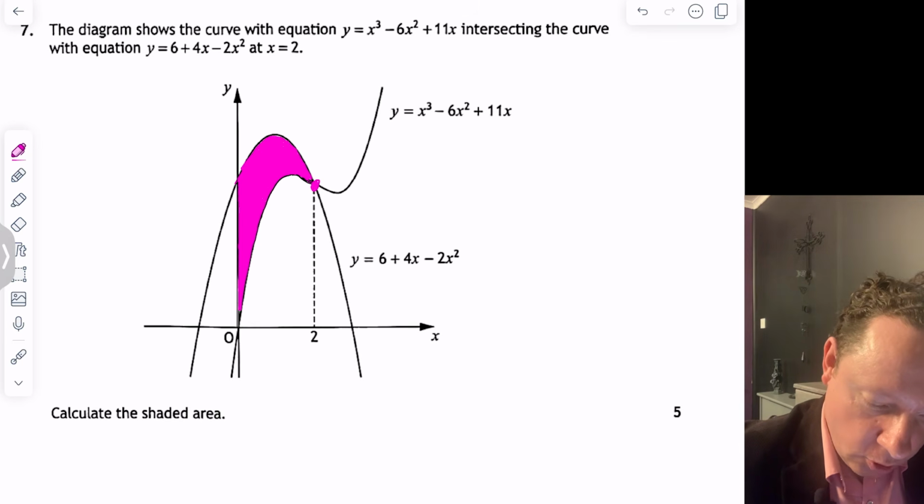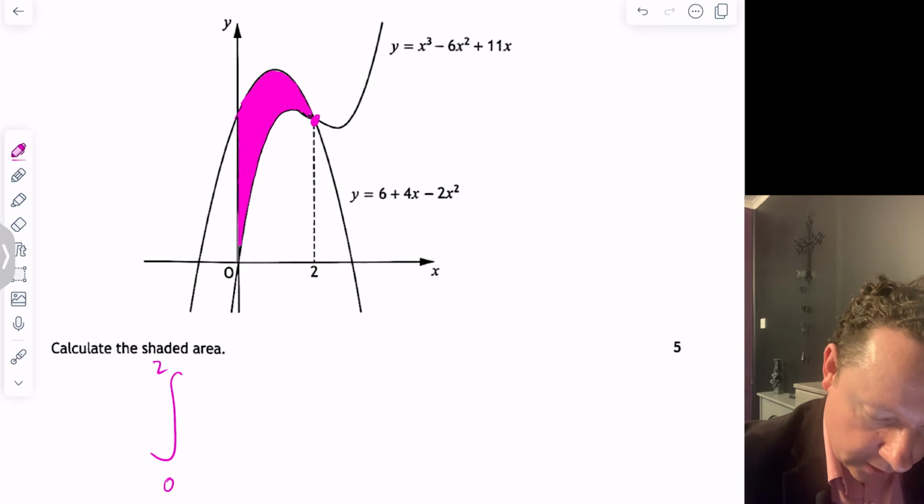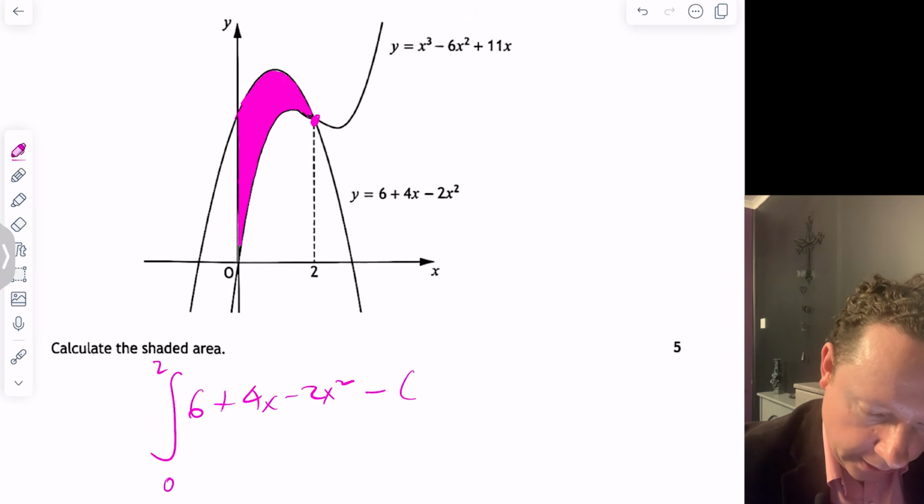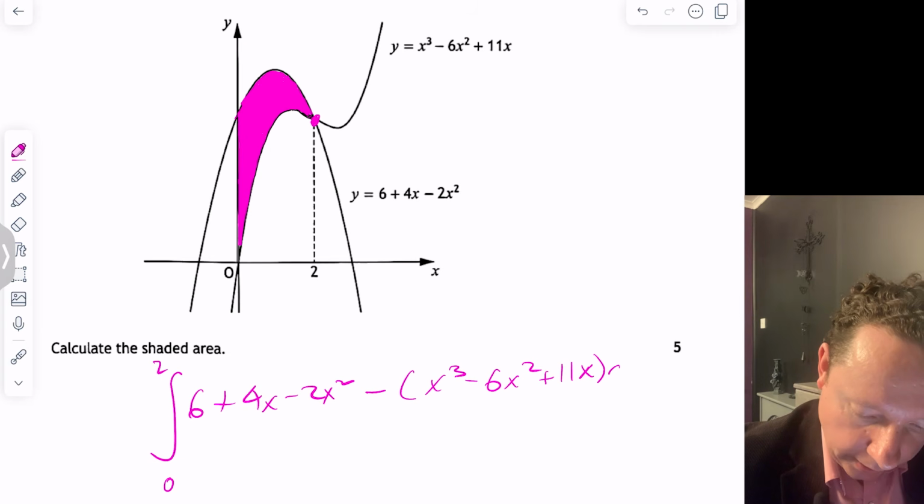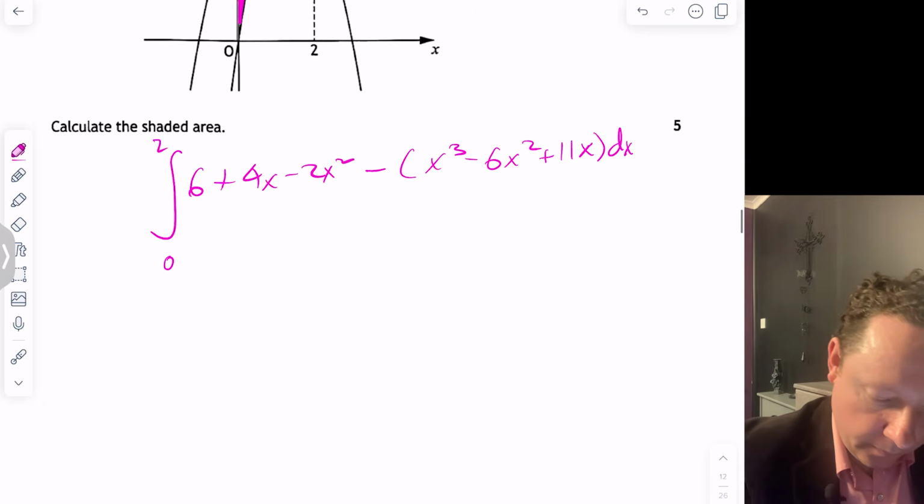So we've got two curves. We've got an upper and a lower. So let's identify the curves. This one is above and this one is below. So it's upper minus lower. So it's the integral between 0 and 2, because that's an area. The upper curve is 6 plus 4x minus 2x squared. And we have to take away x cubed minus 6x squared plus 11x dx. So we need to work some of that out.